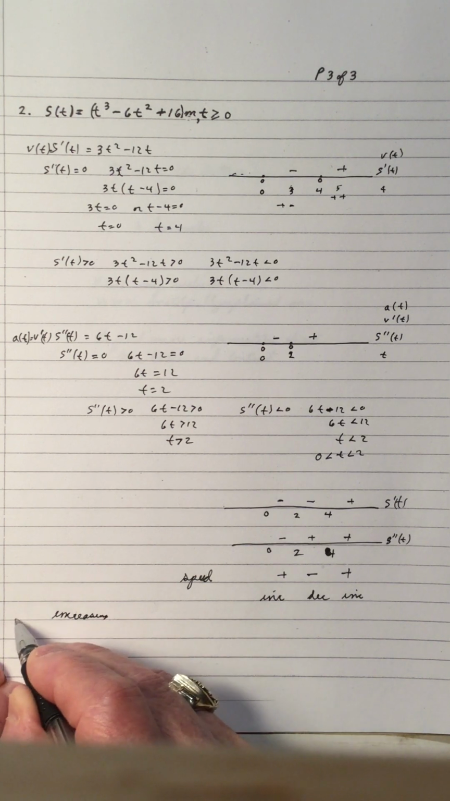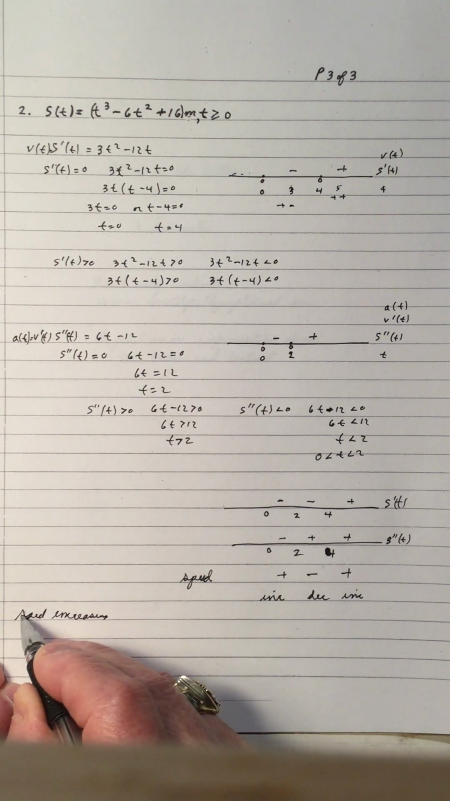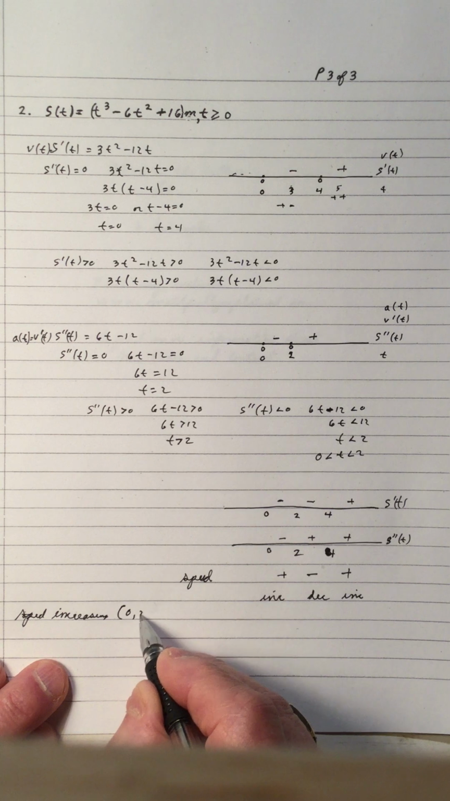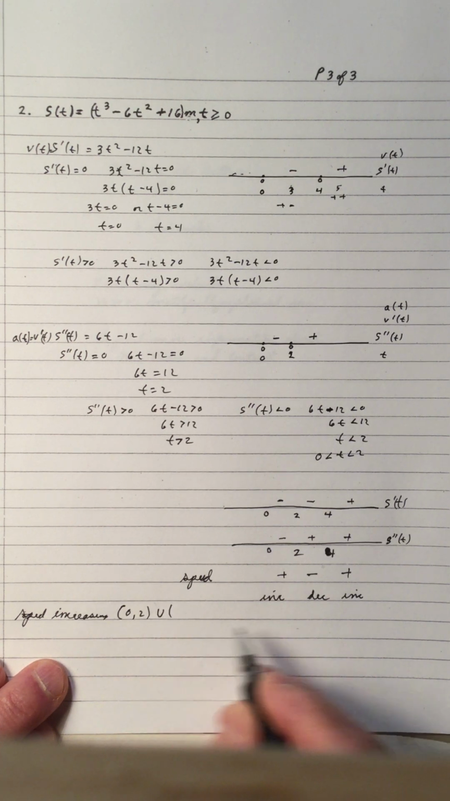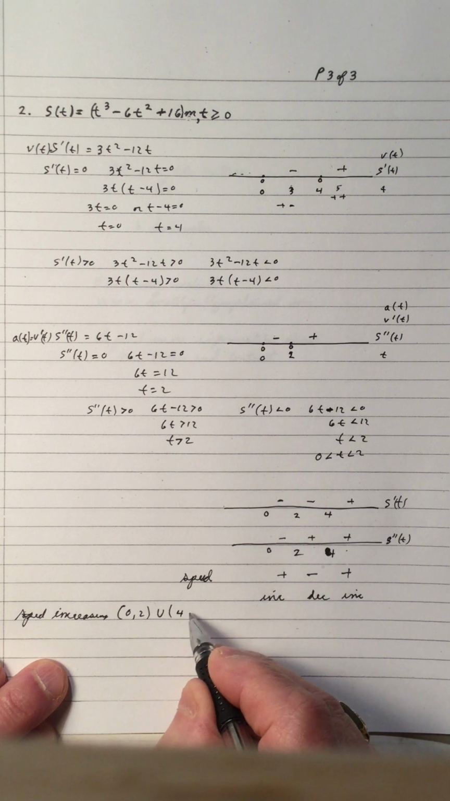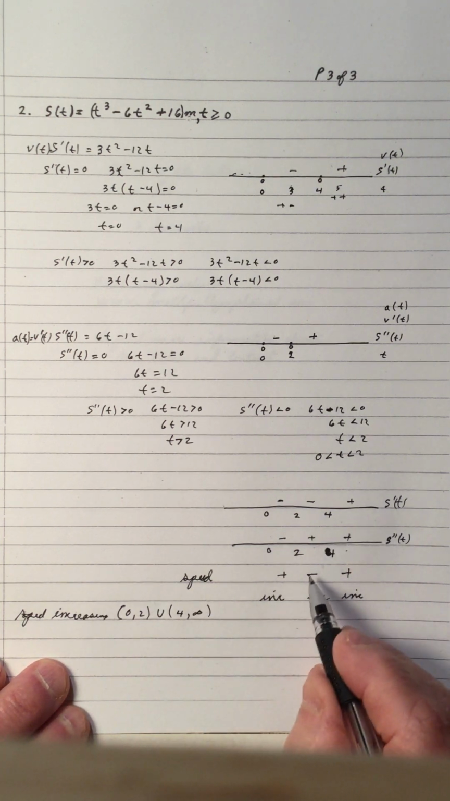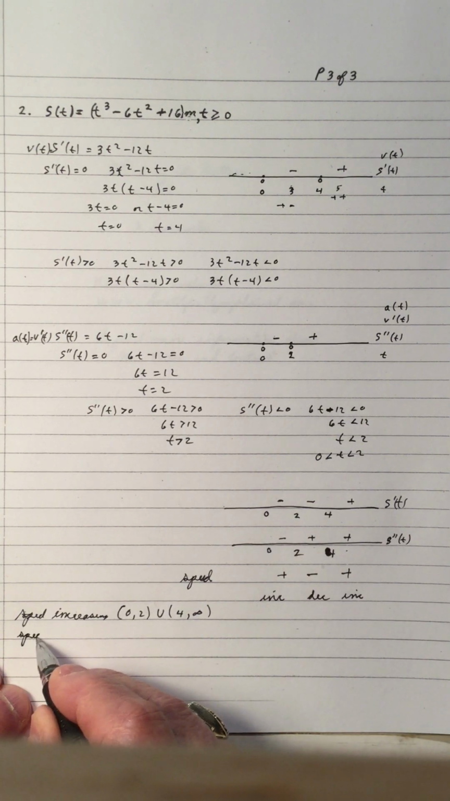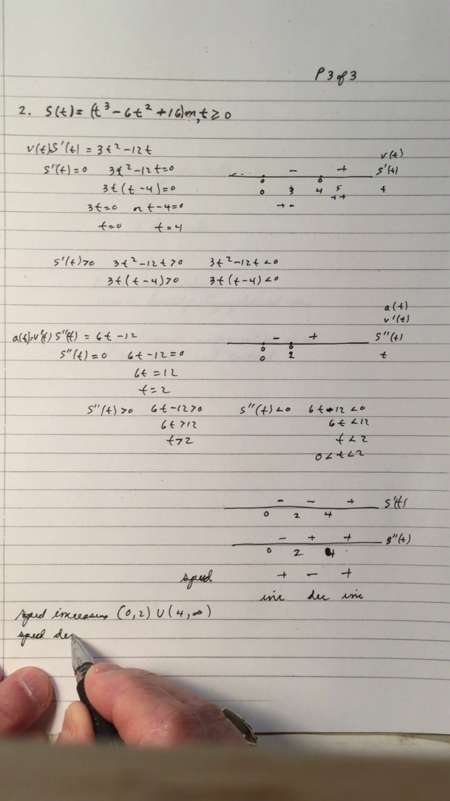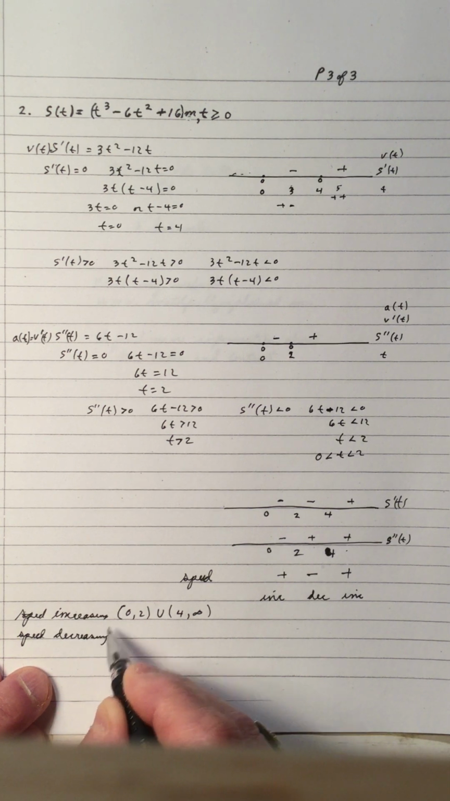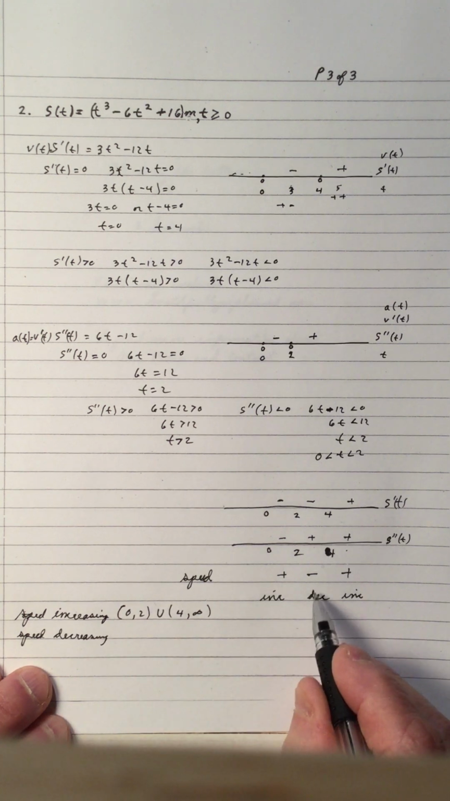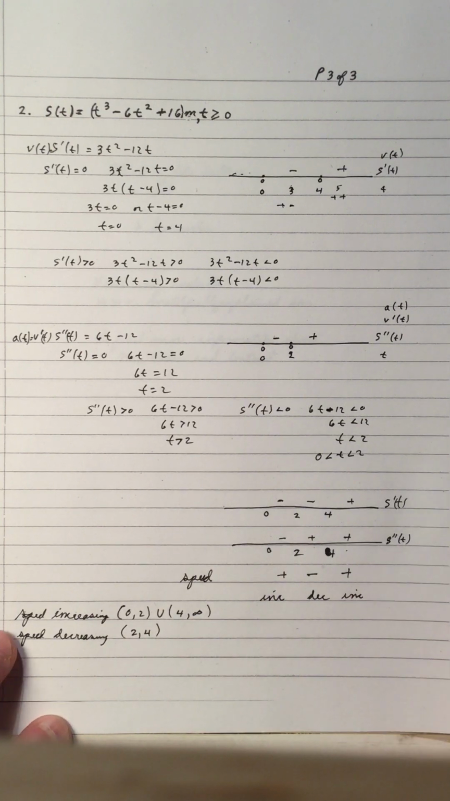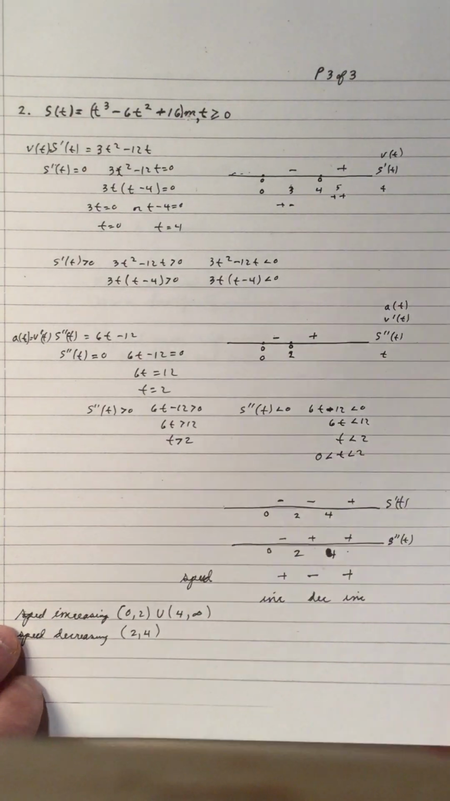So the speed is increasing from 0 to 2 along with 4 to infinity. So it's increasing from 0 to 2 and greater than 4. And the speed is decreasing between 2 and 4. So that's how we find the intervals for increasing and decreasing.